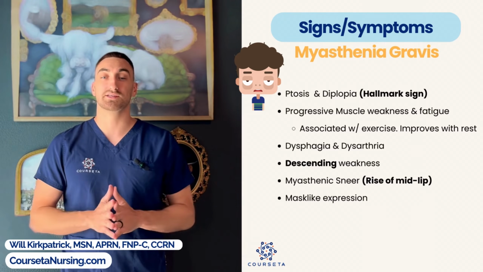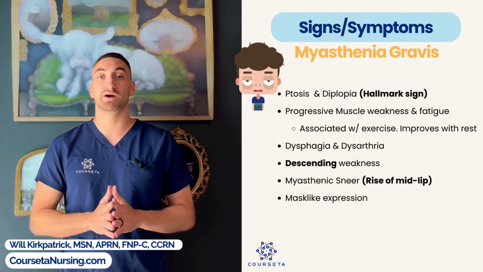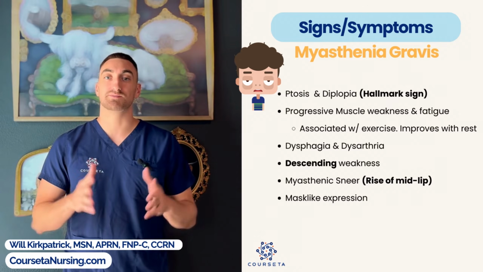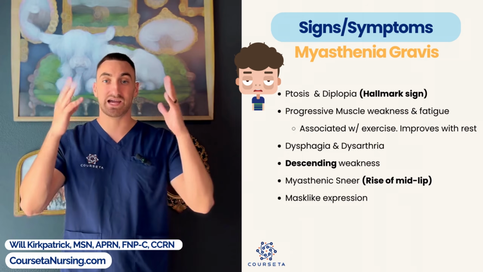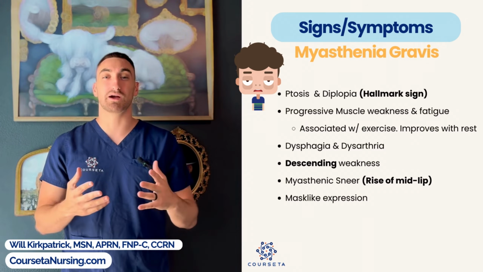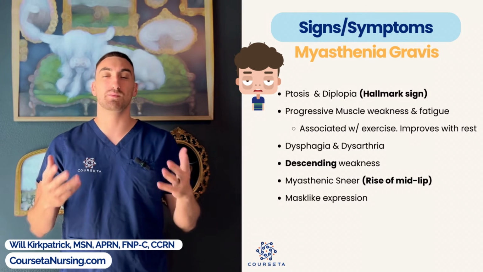Two hallmark signs that you would want to write down that are commonly questioned about on nursing exams in the NCLEX are ptosis and diplopia. So your eyes. Ptosis is eye drooping, so they can barely keep their eyes open, and diplopia is double vision.